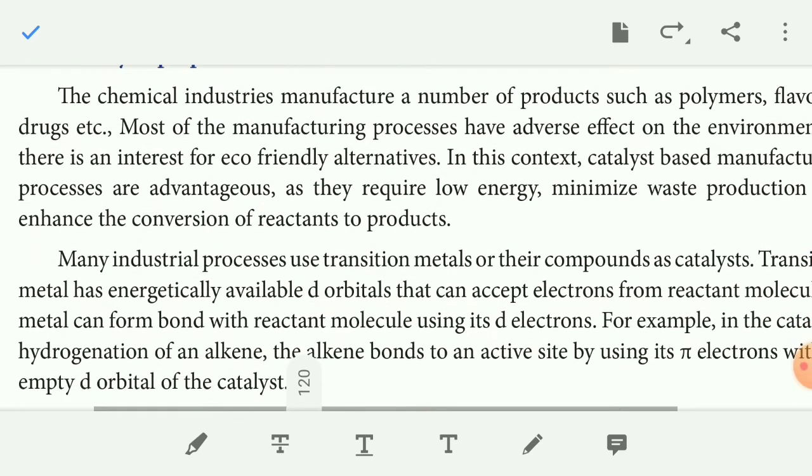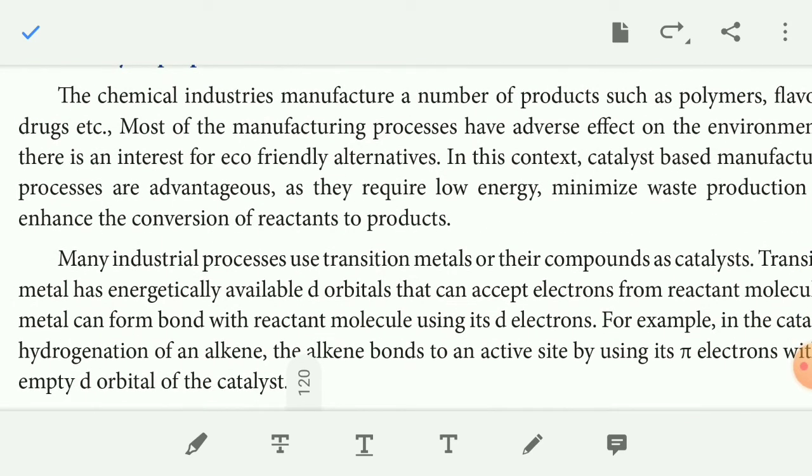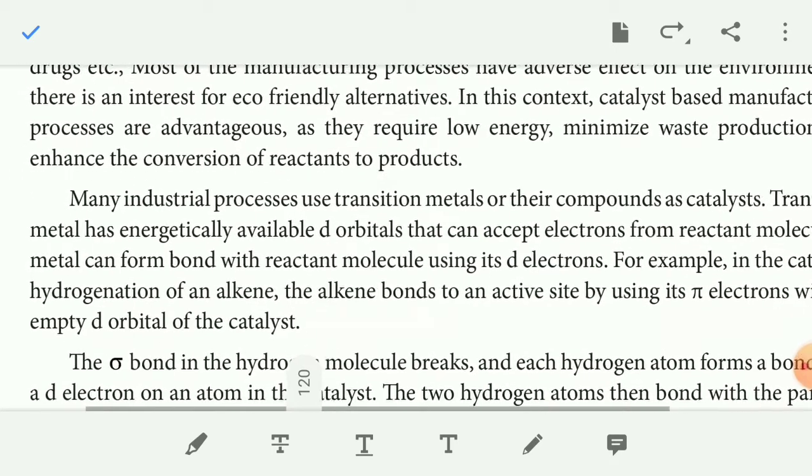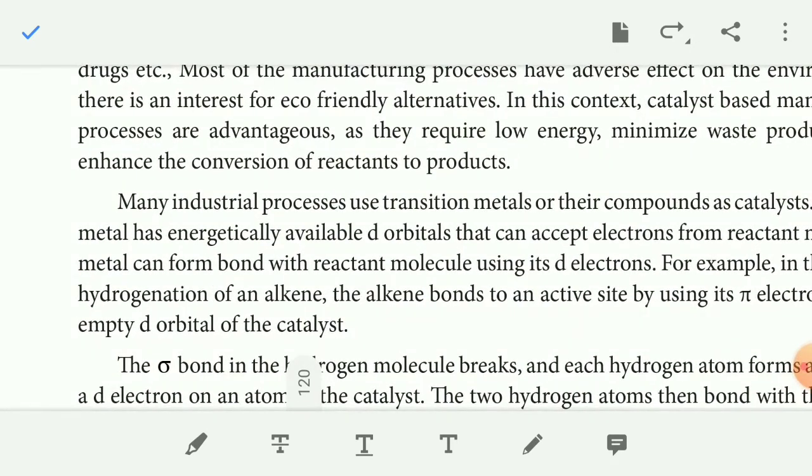Many industrial processes use transition metals or their compounds as catalysts. Transition metals have energetically available d orbitals that can accept electrons from the reactant molecules. The metal can form bonds with the reactant molecule using the d electrons, because the n minus 1 d orbitals are vacant. For example, in the catalytic hydrogenation of alkene, the alkene bonds to an active site, using the pi electrons with the empty d orbital.